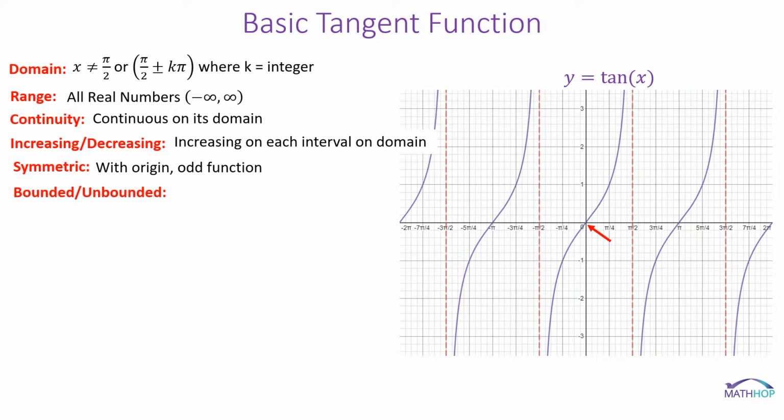Is it bounded or unbounded? Remember, sine and cosine were bounded above and below, but this goes off to infinity and to negative infinity, so this is unbounded. Is there an absolute max or min? There are no absolute maximums or minimums because, again, it is unbounded. Now let's talk about something really important for tangent.